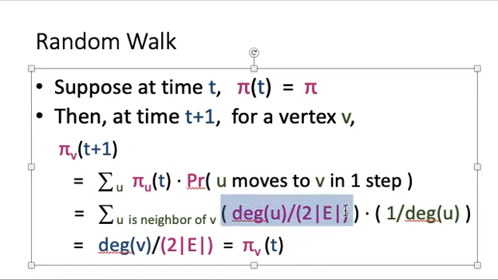If you multiply this term with this term, we see that the degree of u is cancelled, so it is 1 over 2e. And how many things are we adding? That depends on the number of incoming arrows, and the number of incoming arrows to the vertex v is the same as the degree of v in the original graph. So this is the degree of v multiplied by 1 over 2e, and this is the same as pi of v at time t. So what does that mean? Pi of v at time t plus 1 is equal to pi of v at time t, and this is true for any vertex v.